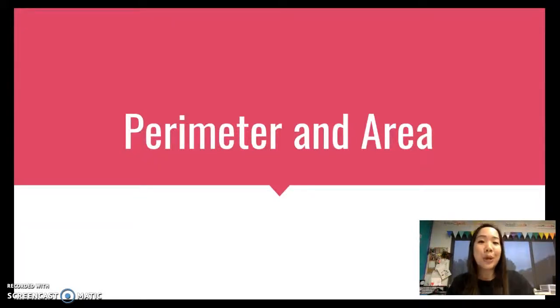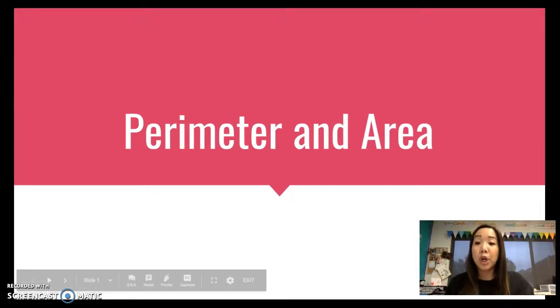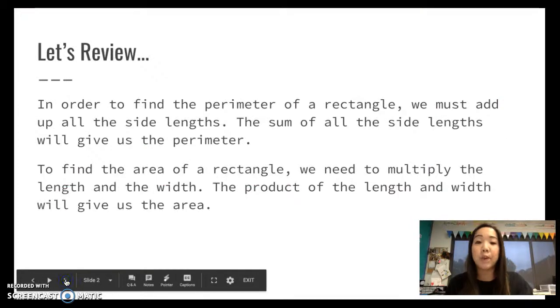We are still working with perimeter and area, but this time we are going to look at rectangles that have the same area but a different perimeter. So let's go ahead and review perimeter and area of a rectangle.